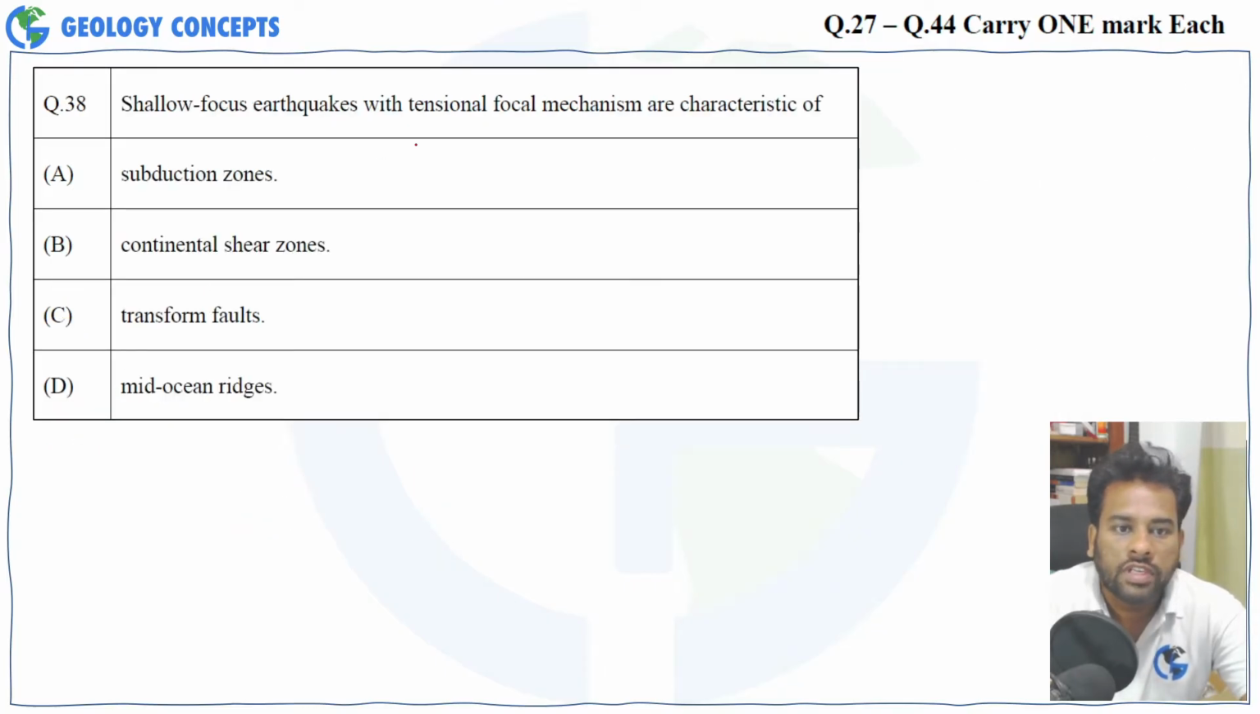Shallow focus earthquake with the tensional focal mechanism are characteristic of. Subduction is compressional. Shear zone is also compressional. Transform fault might not be tensional, neither compressional. They slide past each other. Mid-oceanic ridge is a tensional mechanism because it is moving away, and you will have all normal faults in this region. Shallow focus earthquake, normal faults, mid-oceanic ridges.